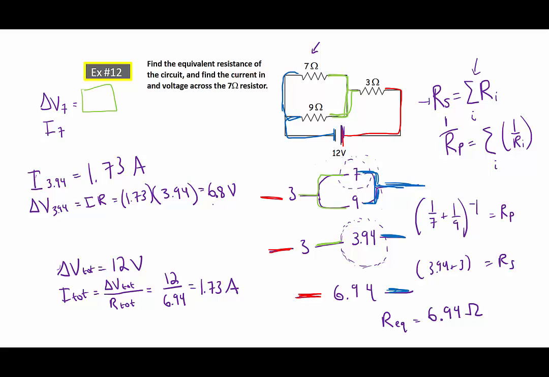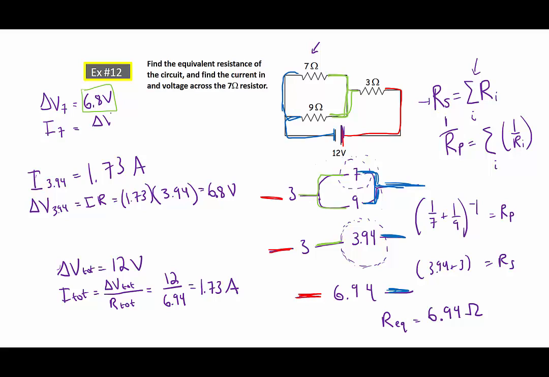Okay, so my blue to green voltage drop is 6.8 volts, and I got that by figuring out how much voltage would have to be across that 3.94 resistor to get that much current going through the entire circuit. So that's how we can find the voltage across that 7 ohm resistor. Once I know the voltage across the 7 ohm resistor, which is 6.8 volts, now I can use Ohm's law to find the current going through just that 7 ohm resistor.